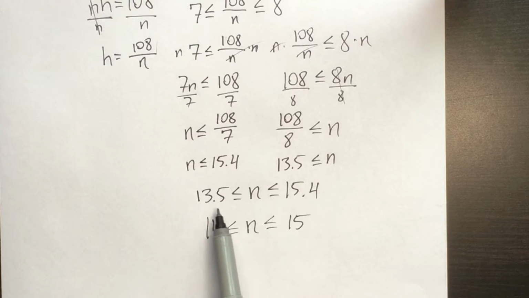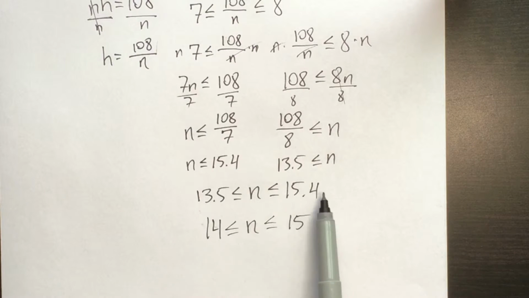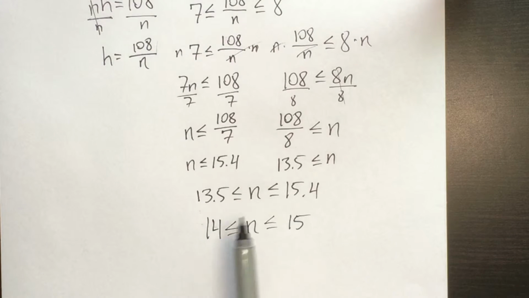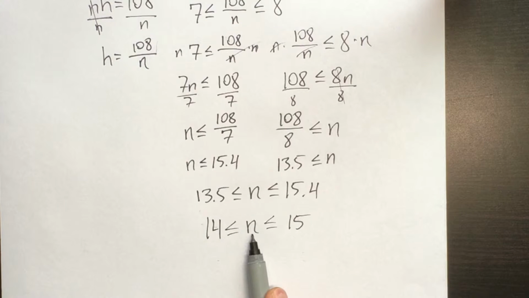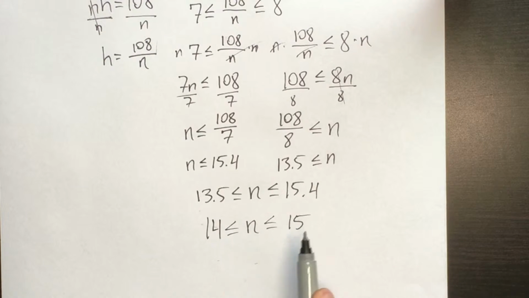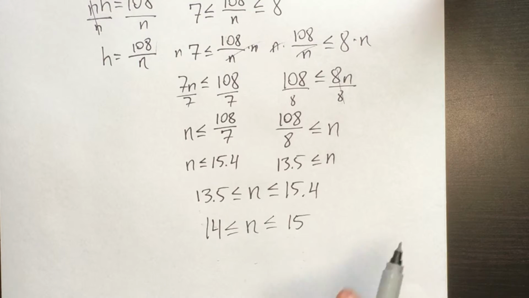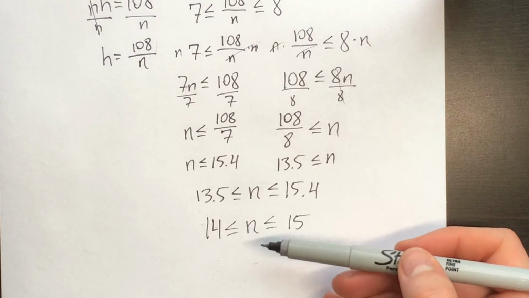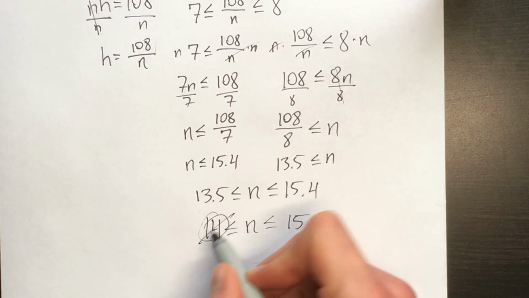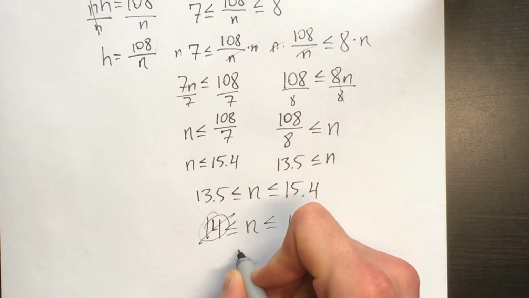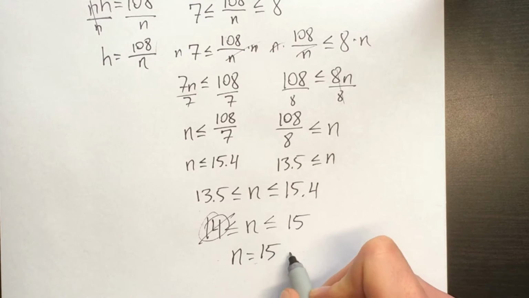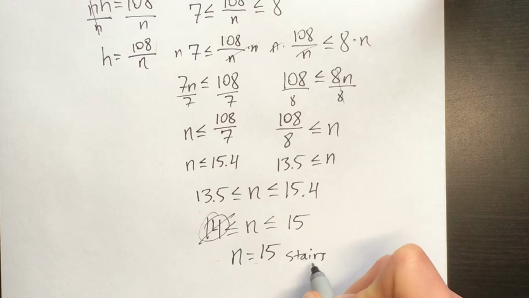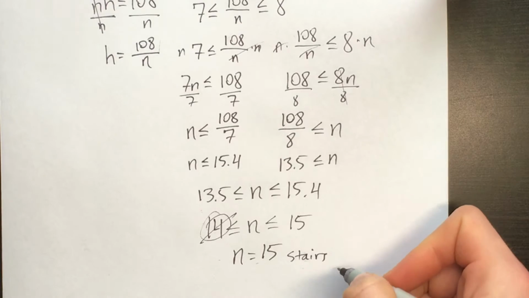So what I'm basically saying here is that between 13.5 and 15.4, the only two whole numbers, or integers, are 14 and 15. So we know that n can be either 14 or 15. But what is our limitation? We're told that n has to be an odd number of stairs. So we actually can't have 14. Our n has to equal 15 stairs. So this was probably the hardest part of the problem. From here, it'll be smoother.